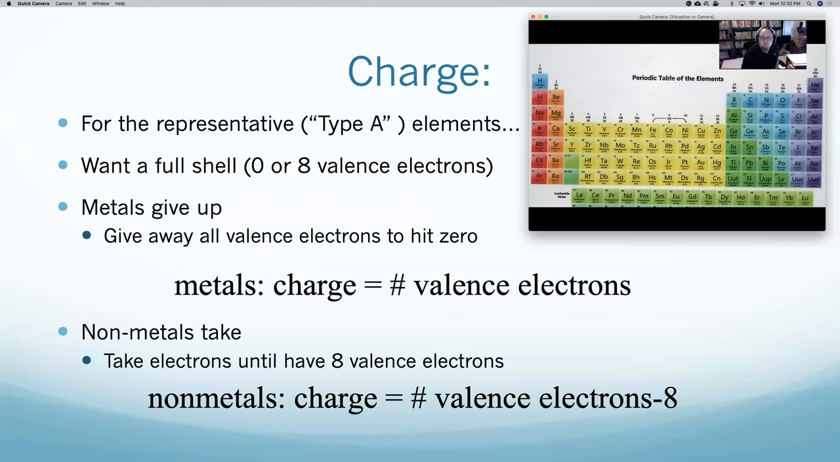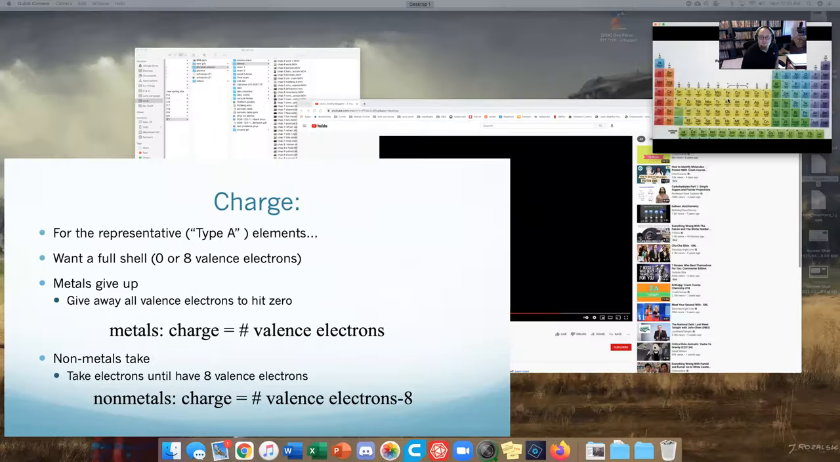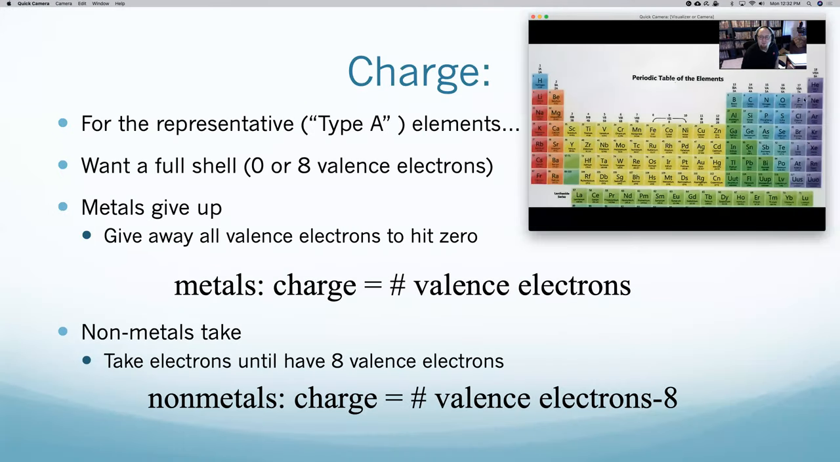For example, in group 7A, fluorine right here, fluorine is in group 7A. That means it has seven valence electrons. When fluorine ionizes, its charge will be 7 minus 8. 7 minus 8 is negative 1. Fluorine will have a charge of negative 1. Oxygen in group 6A has 6 valence electrons. When it ionizes, 6 minus 8, negative 2. When oxygen ionizes, it will have a charge of negative 2.